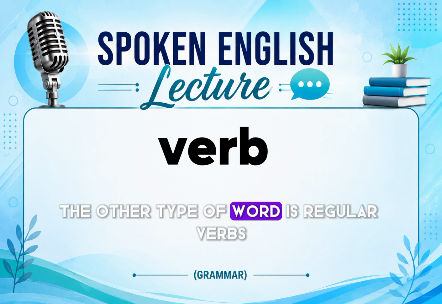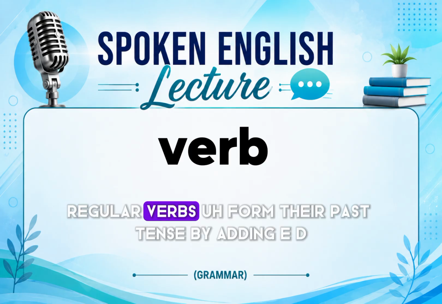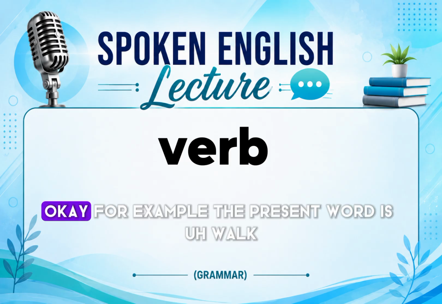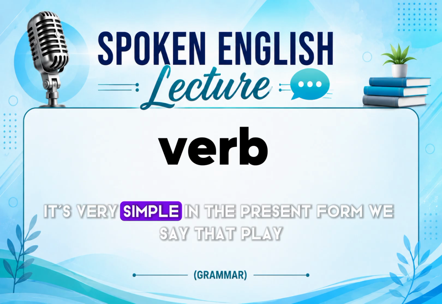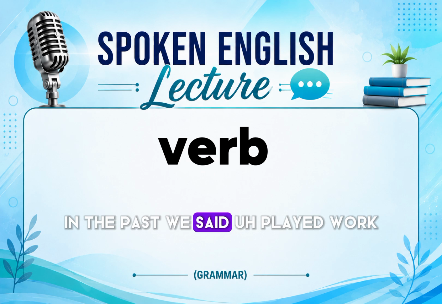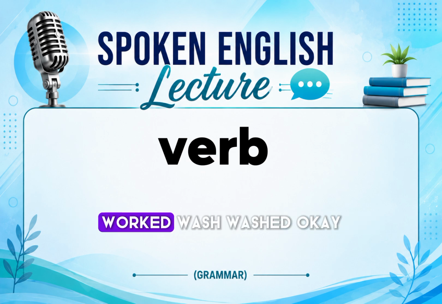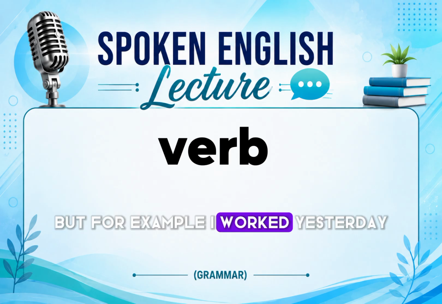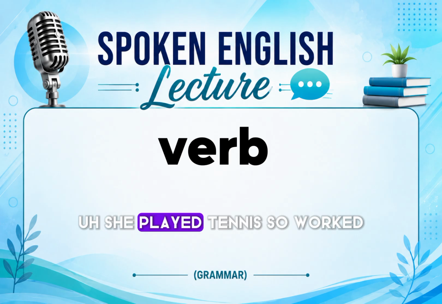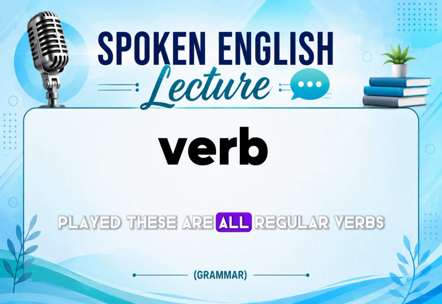The other type of word is regular verbs. Regular verbs form their past tense by adding ed. For example, the present word is walk. The past word would be walked. We just add ed. It's very simple. In the present form, we say play. In the past, we said played; work, worked; watch, watched. For example, I worked yesterday. She played tennis. So worked, played, these are all regular verbs.